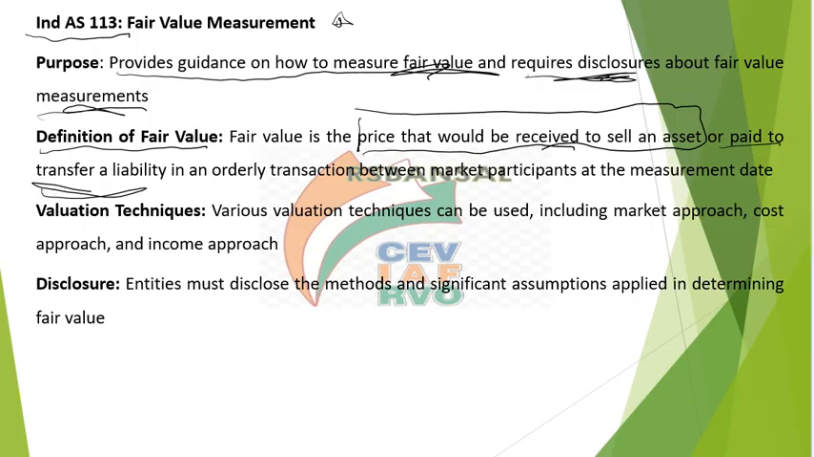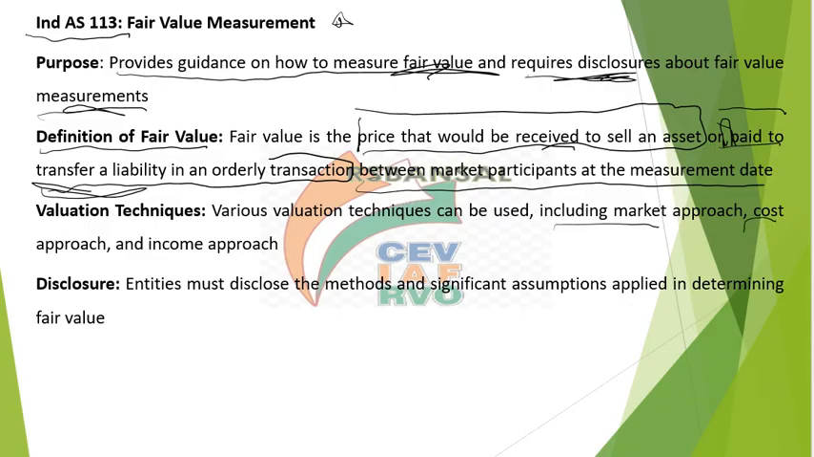And when you are doing it for a liability, it is the price paid to transfer a liability in an ordinary transaction, not under any stress, between market participants at the measurement date, meaning as on the date of valuation. The valuation techniques you can use include the market approach, cost approach, or income approach, depending upon the situation. Disclosures: entities must disclose the methods and significant assumptions applied in determining the fair value.